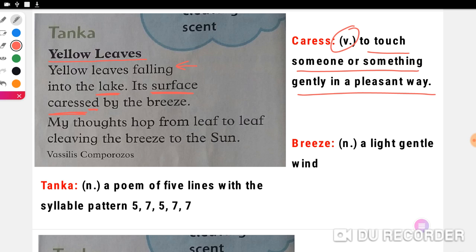Okay, so we have yellow leaves falling into the lake. Its surface, the surface of the lake, is touched by the breeze. The breeze touched the surface of the lake. What's the breeze? Breeze is a noun, means a light, gentle wind. A light, gentle wind. After that, I have my thoughts.